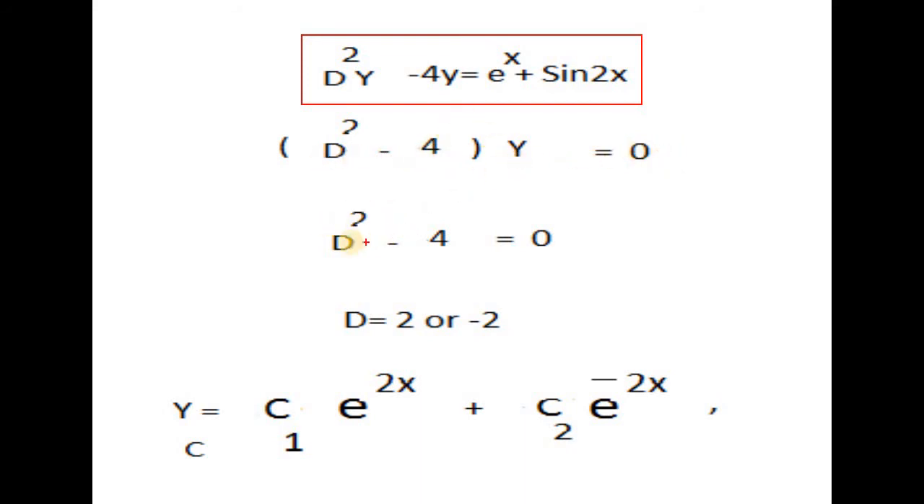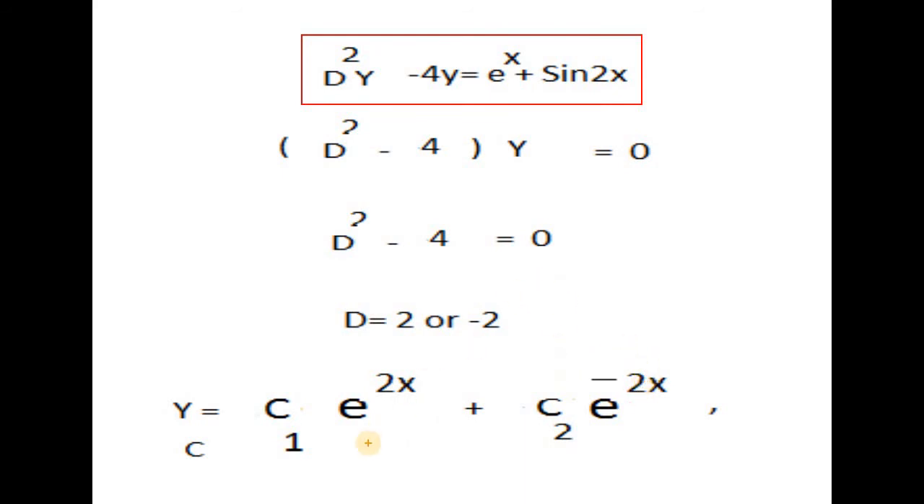By omitting y, this is our characteristic equation or auxiliary equation. Solving this equation, d is equal to 2 or minus 2 are the roots of the auxiliary equation. This 2 will be e power 2x, which will be a solution of the homogeneous differential equation. This minus 2, the second root of the auxiliary equation, will give e power minus 2x as the second solution.